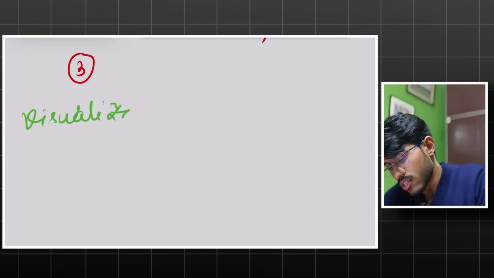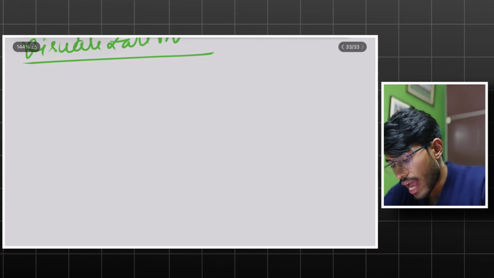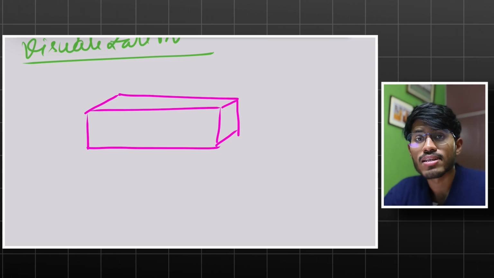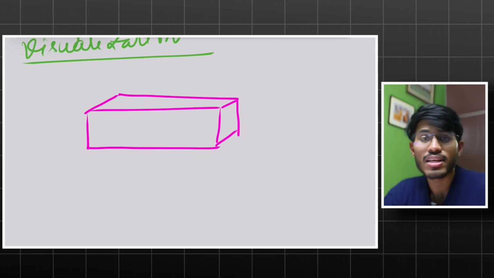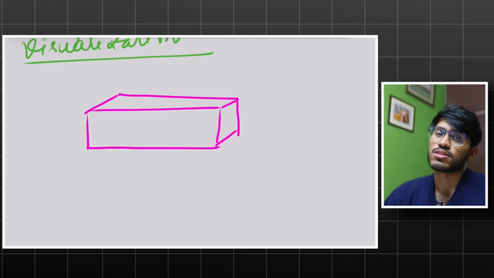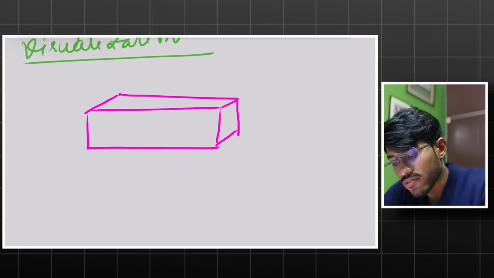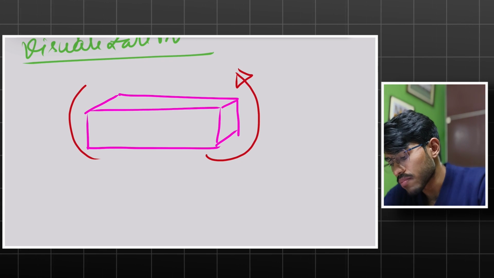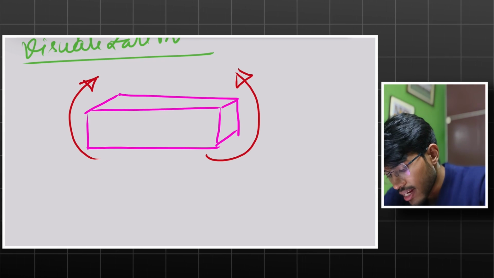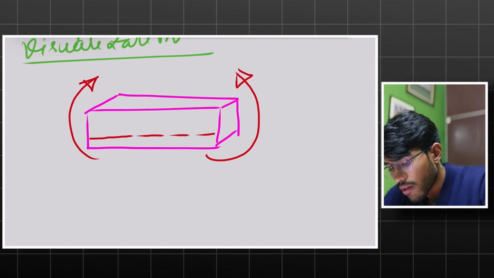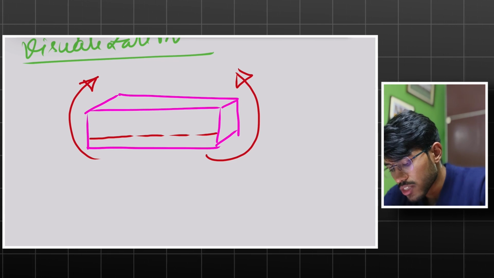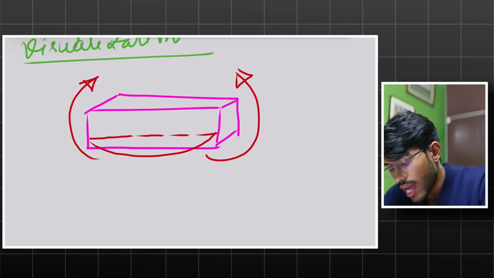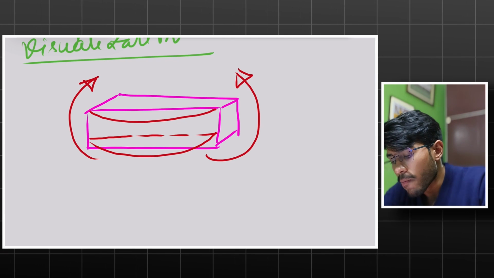Visualization. If I have a beam like this, I have seen many students who cannot show the direction of bending stress and shear stress. You should have the visualization. I am just bending the beam something like this. Then this fiber will be stretched. It will be something like this after the deformation, and this fiber will be compressed.